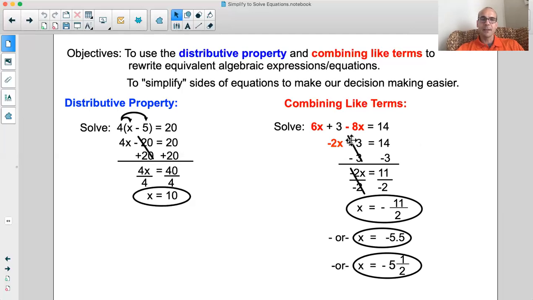So in this video, then, you've seen how you could use the distributive property to simplify the side of an equation before you use inverse operations, or you can combine like terms to simplify the side before you use inverse operations. And you'll have plenty more work with that over the coming days.